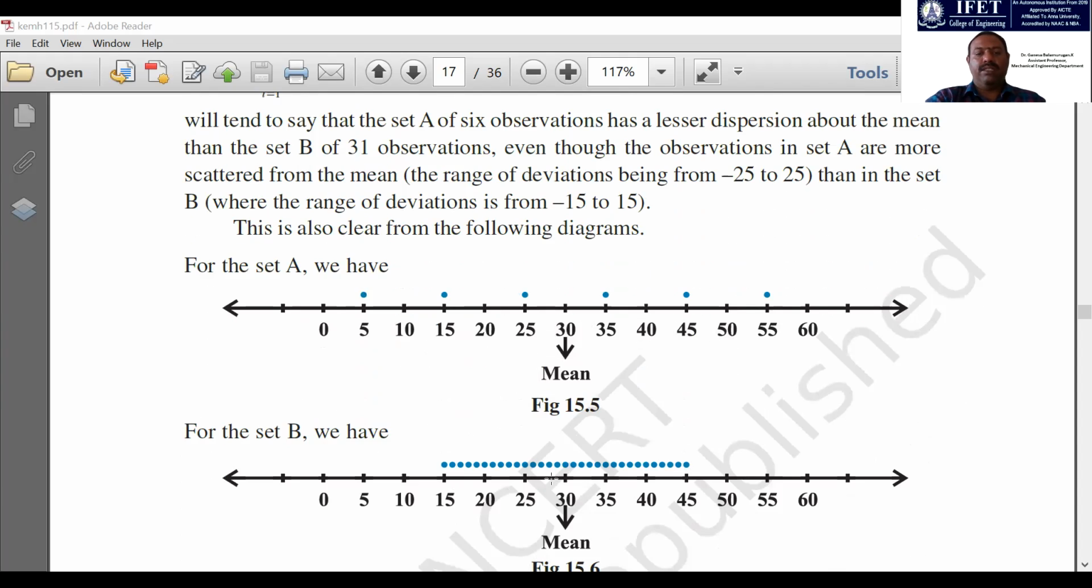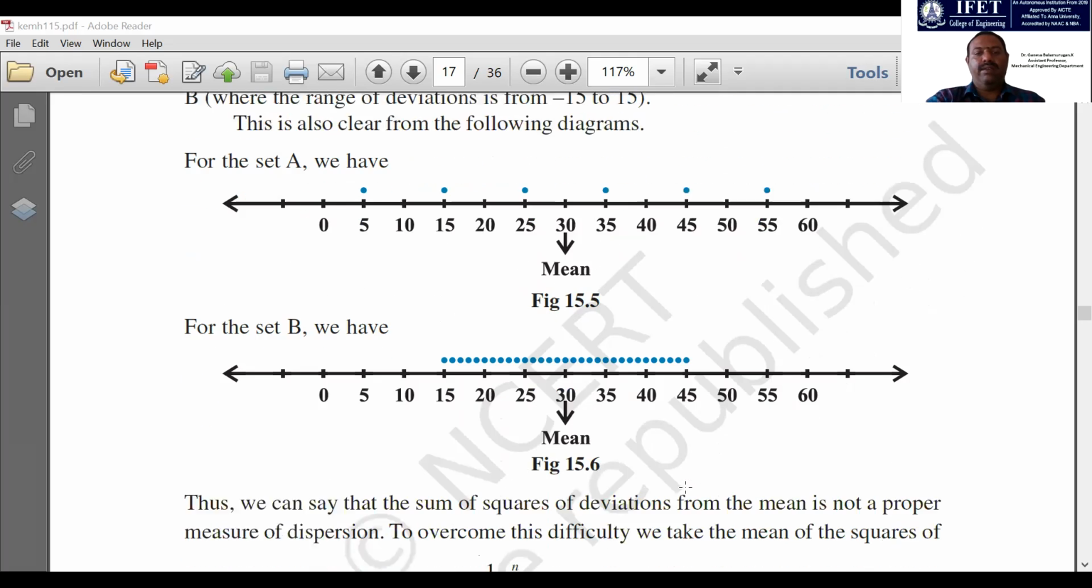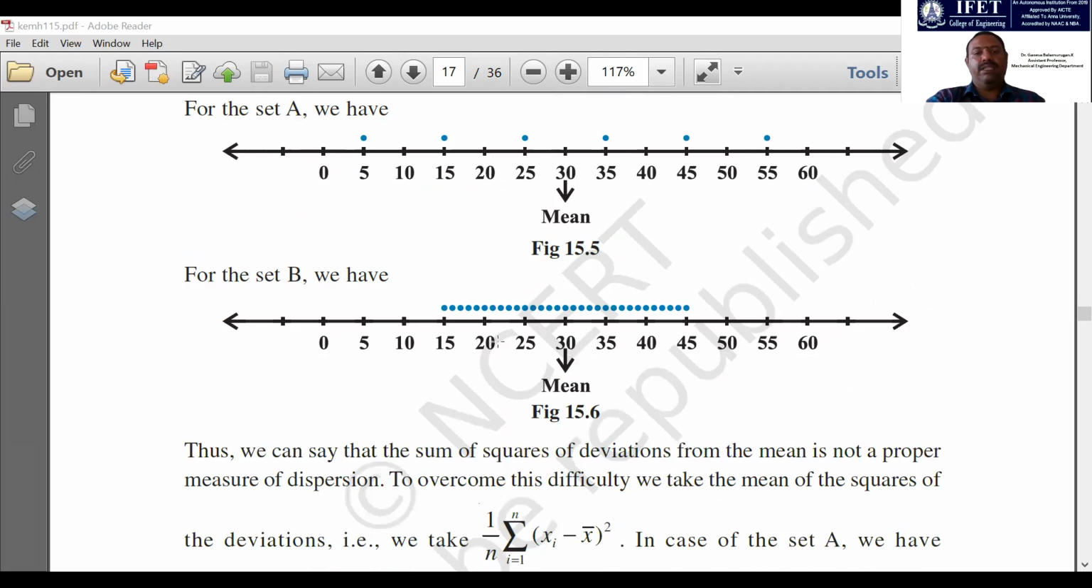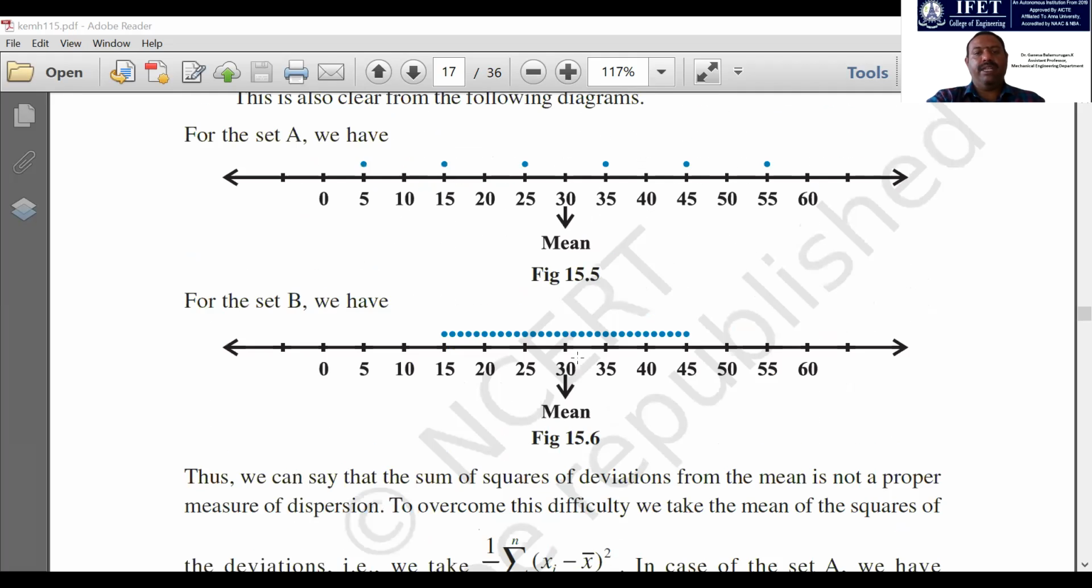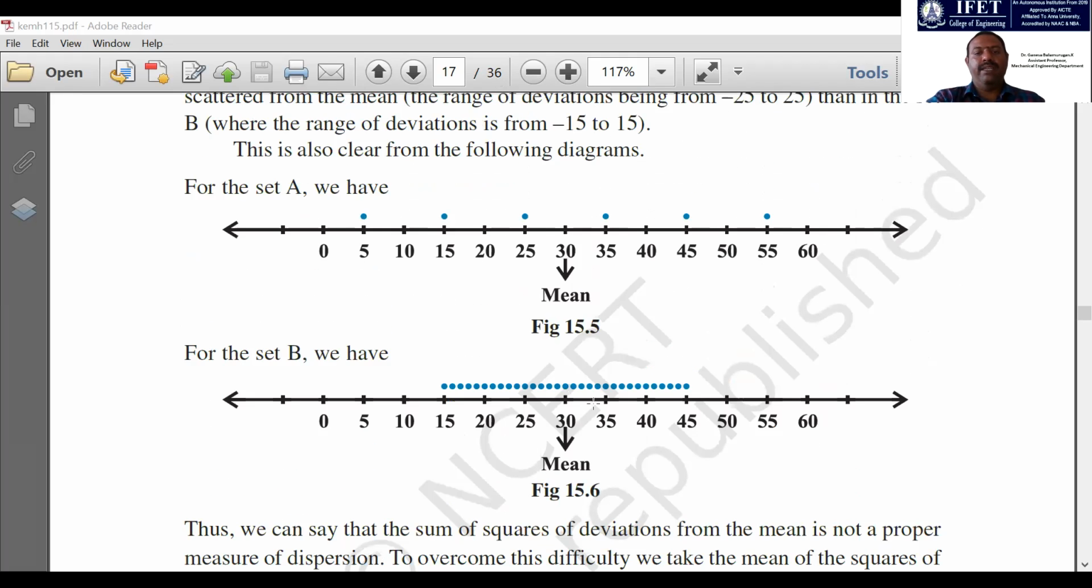Okay, because here you can see from 30: 5 minus 30 is minus 25, and 55 minus 30 is plus 25. So these are the range of deviation for A. And here you can see the range of deviation for B: 15 minus 30 is minus 15, and 45 minus 30 is 15. So this is the range of deviation.